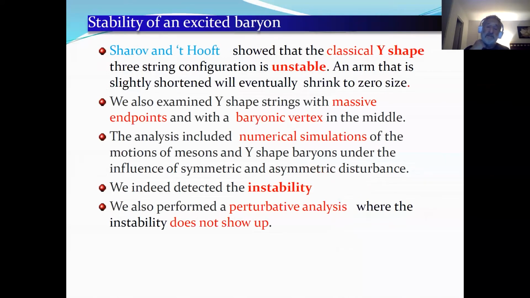And now it was shown, in fact, also by Truth, that this Y-shaped configuration is unstable. And if an arm is slightly shortened, the arm will eventually shrink to zero size, and you will get just a single string. Now, we also looked at it, we did some numerical simulation to look for that, and we detected this instability. I want to emphasize that it's not a perturbative instability.